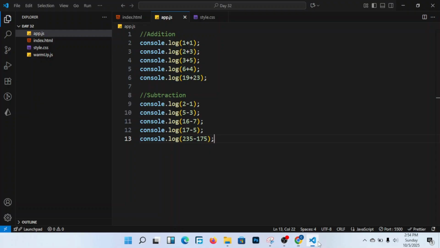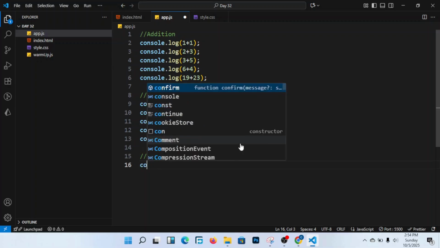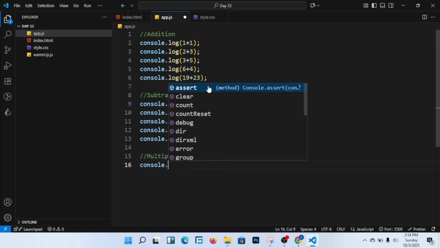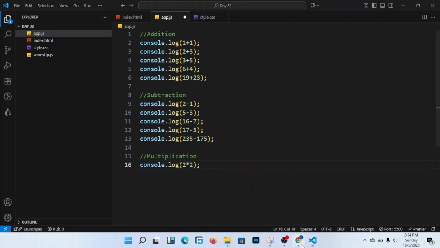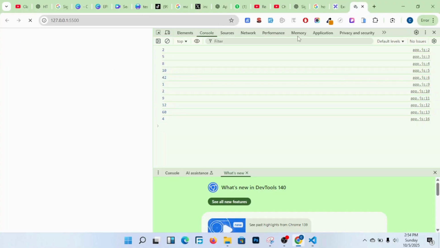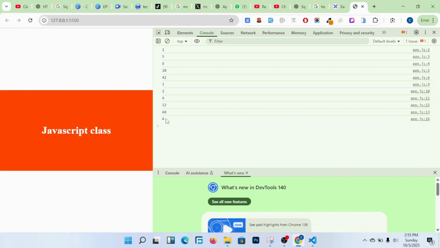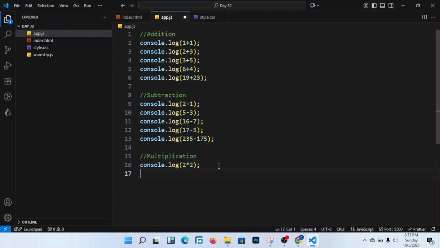So we are now looking at multiplication, the star. I come here and say console.log, and I say 2 times 2. It gives me which answer? The console there, let me see. 4, you see? 4. Are you seeing here the console? 4. And I come here and say console.log.